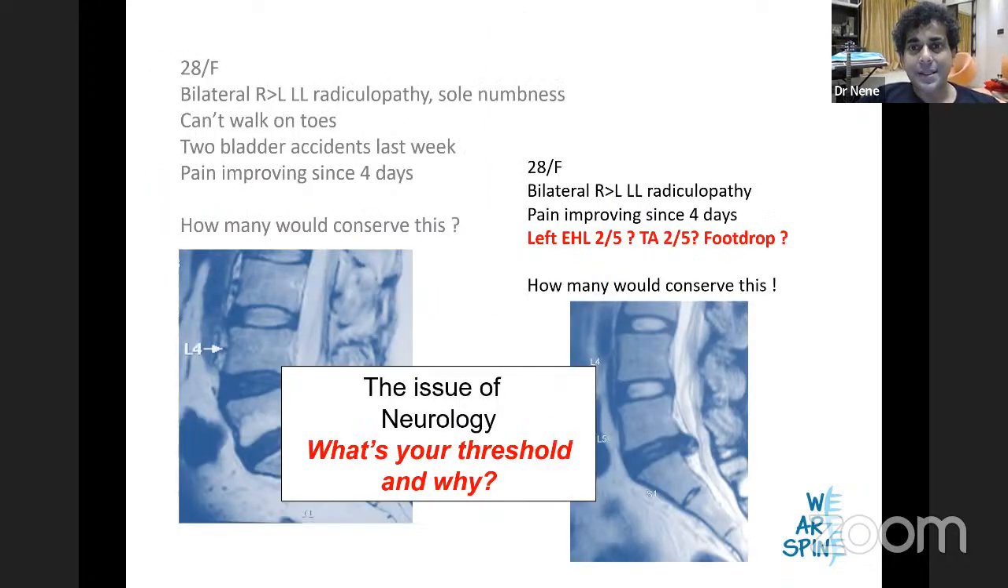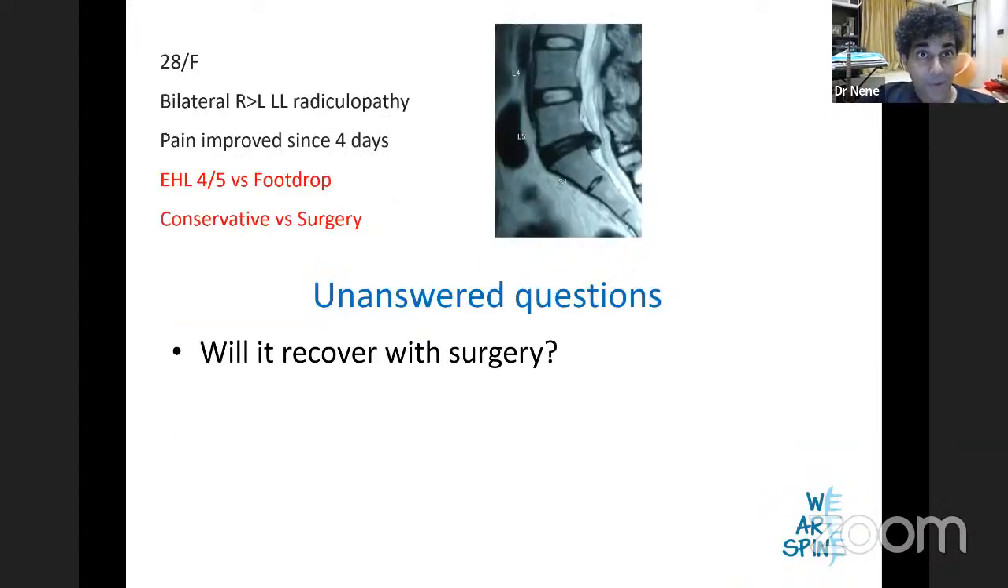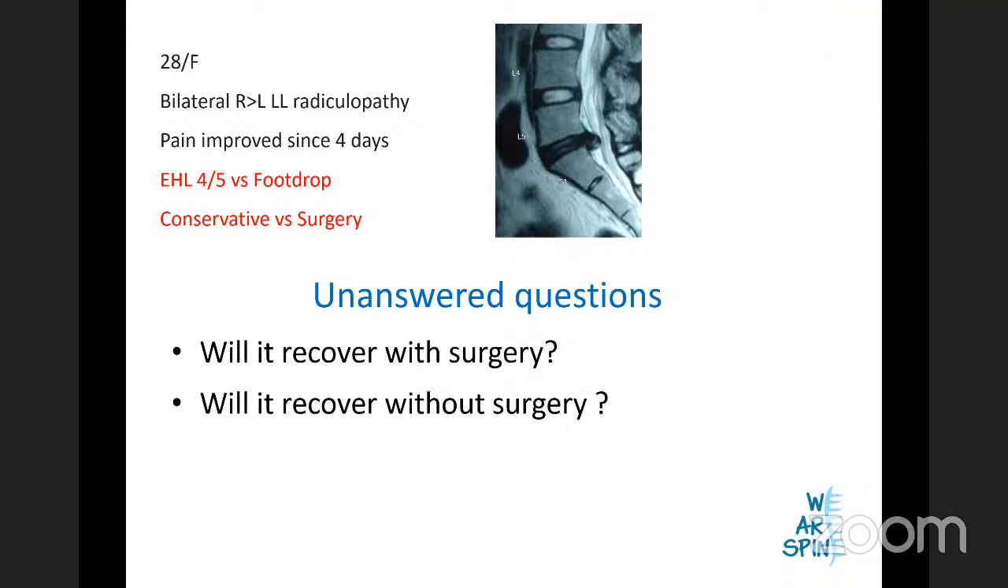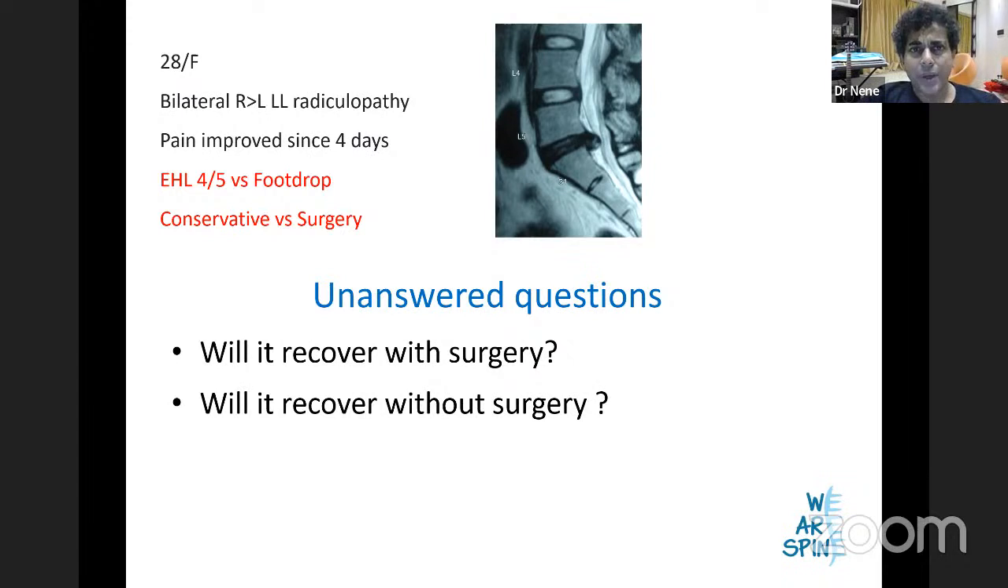So when you say that this guy has a 2/5 power, let's say I want to still conserve and you may get better, and you say, no, I want to operate. Would you then be able to give a justification or some kind of an assurance that with surgery the deficit will go away? Sir, it depends on the timing of the surgery, I feel. Yeah, but let's say they typically would not come on day 1. They would come at day 5 or day 6.